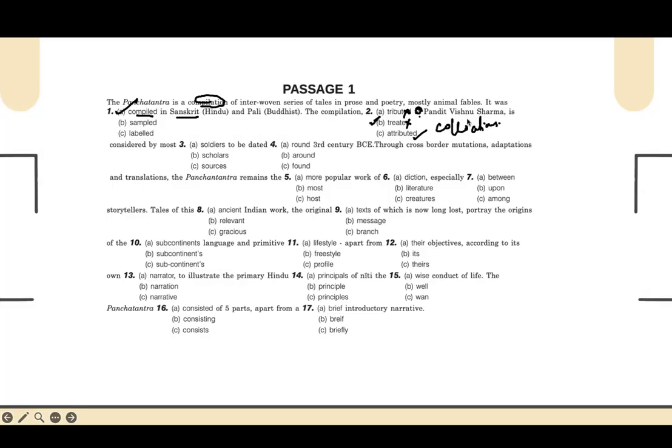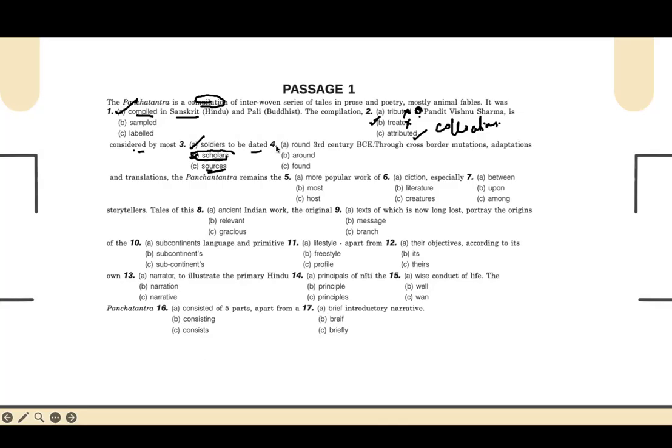Okay. To Pandit Vishnu Sharma is considered by most soldiers. I don't think that is a related word here. Okay. Scholars, we can think about it. Let us see the third option. Sources. Sources can date something, but they don't need to be considered here, right? So the suitable option will be scholars, considered by most scholars to be dated around third century, or found third century.